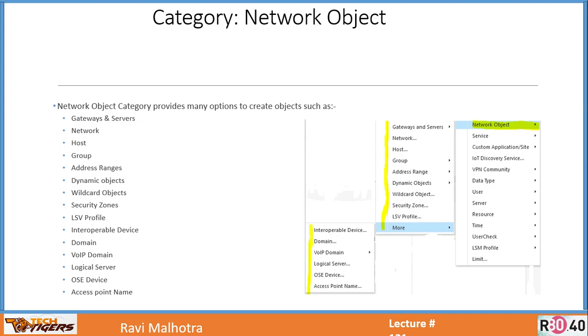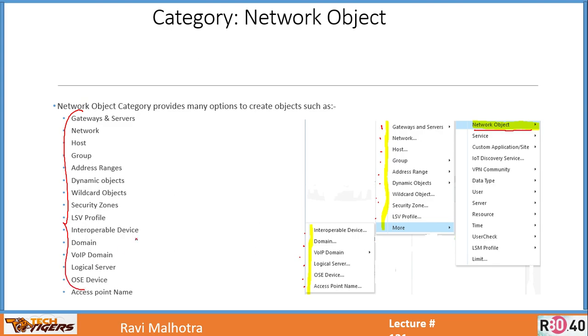As I just explained, network object is the largest category. So how do we do that? We go to network object, and then we see gateway, network, host, group, address ranges, dynamic objects, wildcard, security zones, LSV profile. When we click on more, we see interoperable devices, domain, web domain, logical servers, open security extension devices, and access point names. All these different types of objects you can create under the network object category.